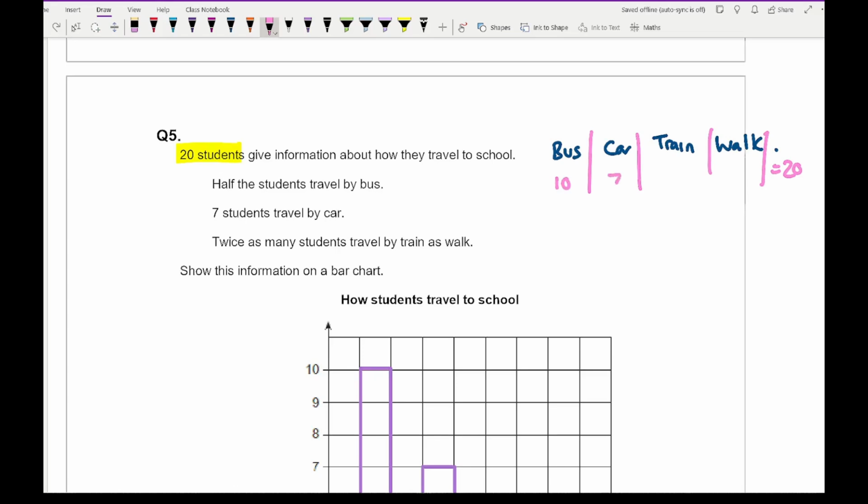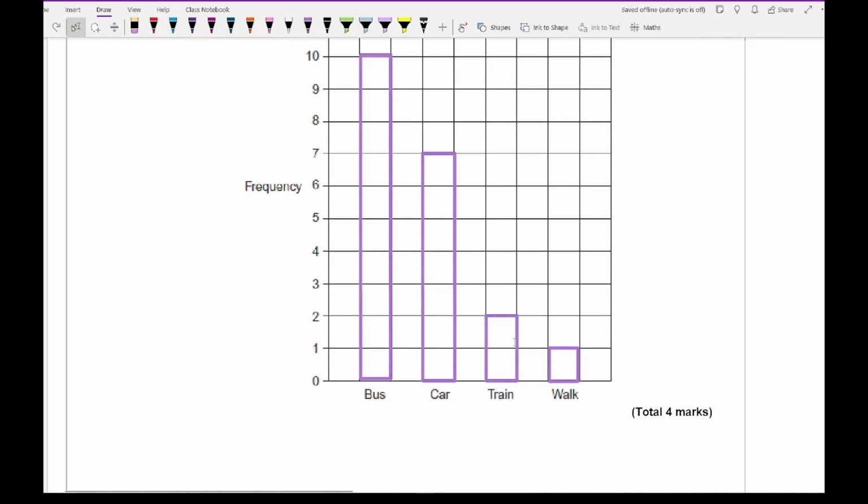Half the students travel by bus, so half of 20 is 10. 7 travel by car, and twice as many students travel by train as walk. So for every 2 that take the train, 1 walks. These 2 numbers add up to 3, so the train is going to be 2 and the walk is going to be 1. Completing our bar chart, you should have something that looks like this, making sure the bars are equal widths with an equal gap between each bar.